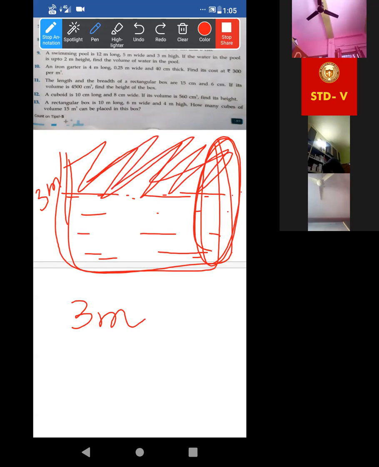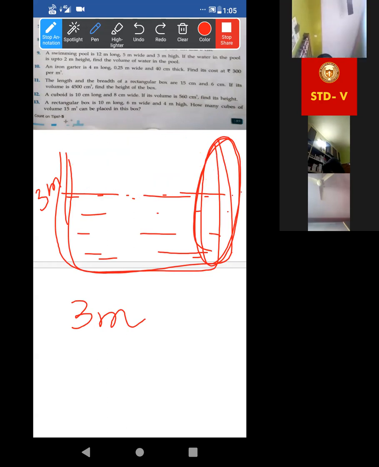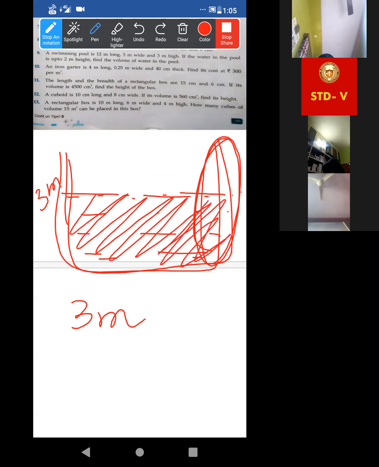When we are going to find out the volume of water, so only we will have to take this filled portion where actually the water is there. Yes, no? Yes or no? Yes, ma'am. So that means what to do? Look at this.